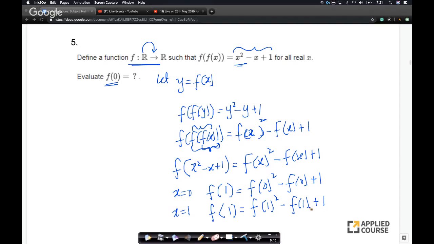Now let's see. What we want is f of 0, and I'm trying to get to that. I have f of 0 here, and I'm trying to figure out what f of 0 is. This is getting slightly tricky, but I try to get into this form because I want f of 0. If I put x equals 0, then f of 1 is f of 0 squared minus f of 0 plus 1. Okay, perfect. If I place x equals 1, this is what I get, right?